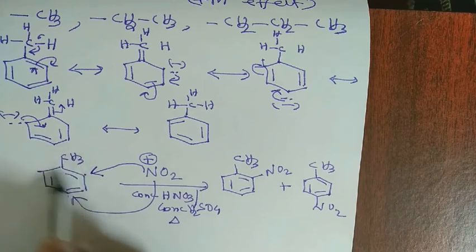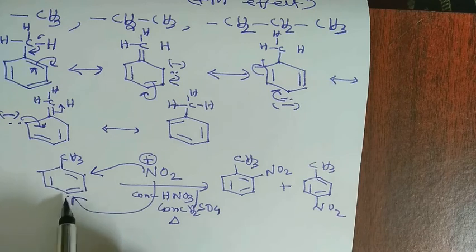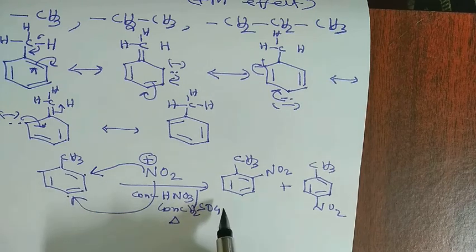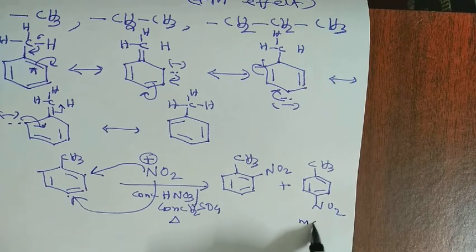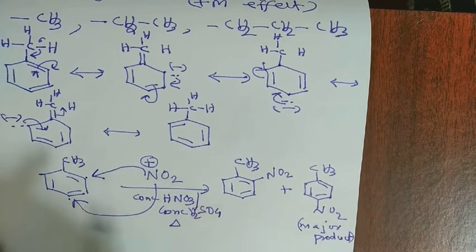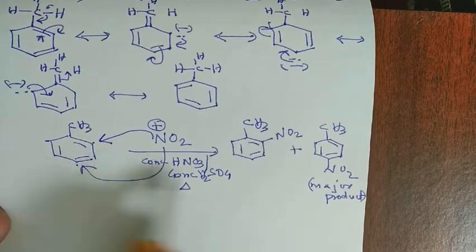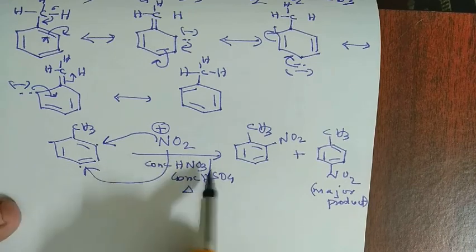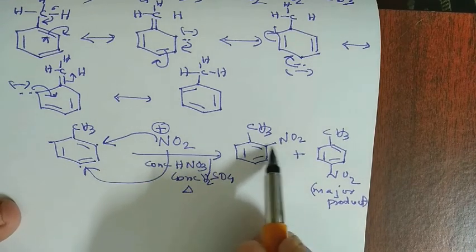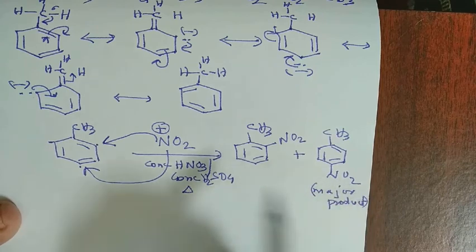Due to steric effect of the CH3 group, approach of the nitronium ion to the para position is energetically favorable. Hence, the major product is para-nitrotoluene. So the CH3 group is an ortho-para directing group. When toluene is subjected to bromination with bromine and ferric bromide, a mixture of ortho-bromotoluene and para-bromotoluene are obtained. Here also the major product will be para-bromotoluene.